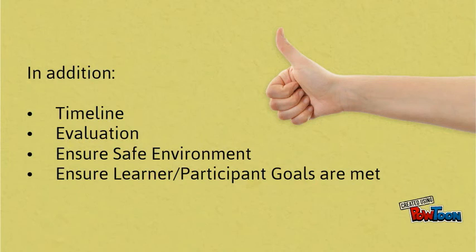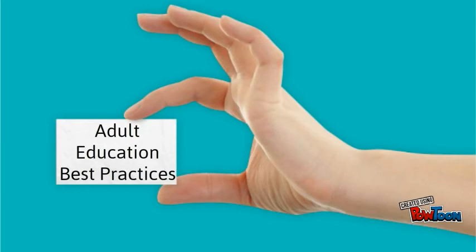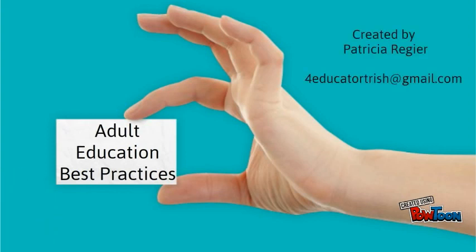Ensure the learning environment is safe for everyone. No questions are wrong. And finally, make sure that your participants' goals have been accomplished at the end of the educational session, and check-ins throughout the education. This is interactive, and remember, a key to adult education is respecting the participants or learners.